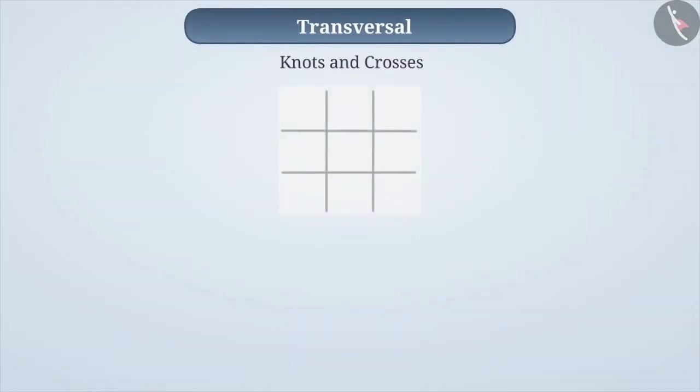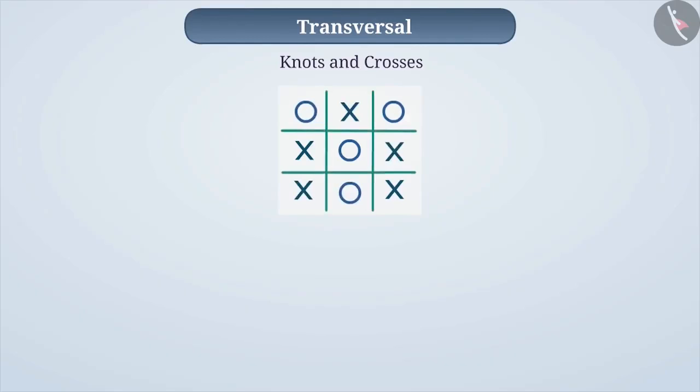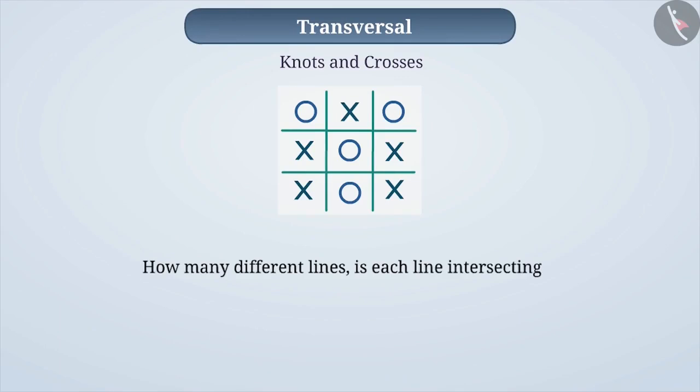Do you play the tic-tac-toe game? We need to draw 4 lines to play this game. Can you find out how many different lines each line is intersecting with? Think for a while. Absolutely correct. Here you can see that each line is intersecting 2 different lines at 2 different points.